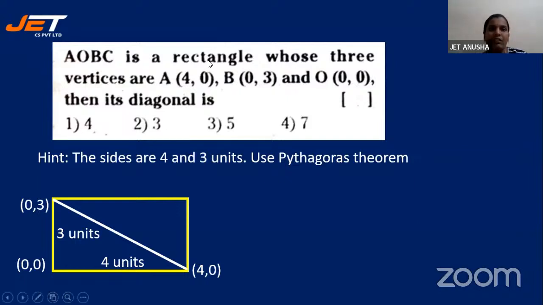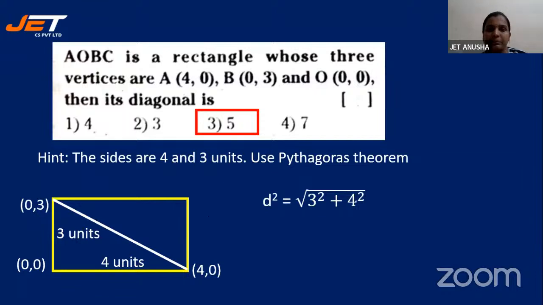See here, they gave us to take the rectangle. So we have taken the rectangle and 4, 0, here I am taking it as A option and 0, 3 it is nothing but B option and 0, 0 is nothing but O option. So they are asking us to take 4 and 3 units. Here I am taking it as 3 units and here I am taking it as 4 units. So let's see. The answer is 5. Okay. Let's go with the next one.